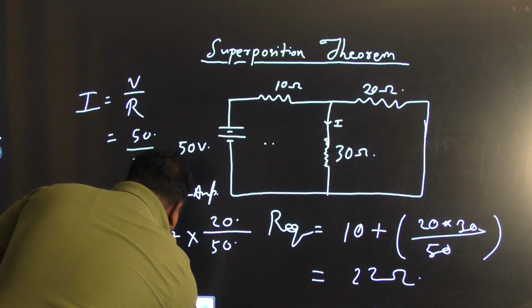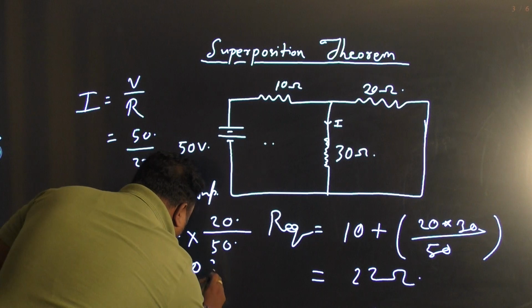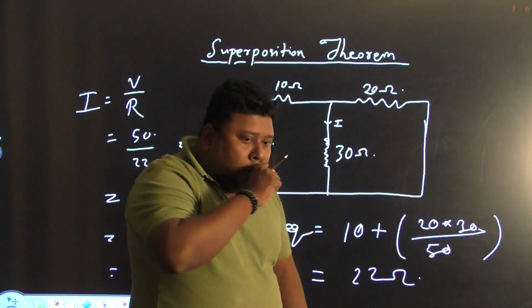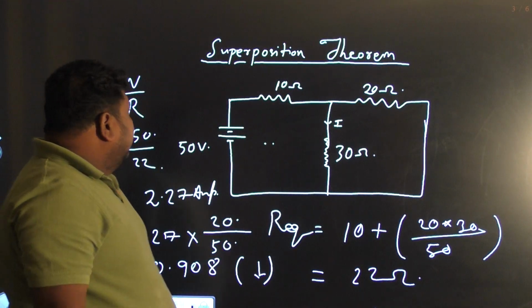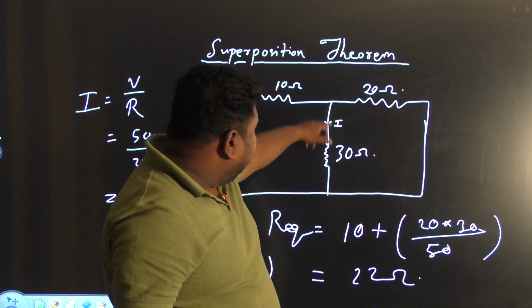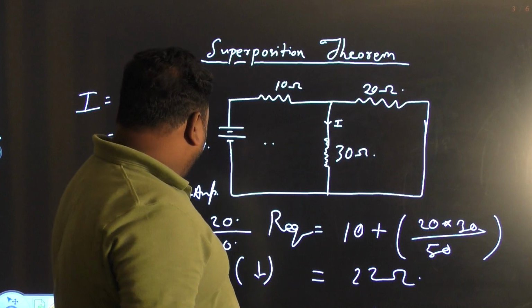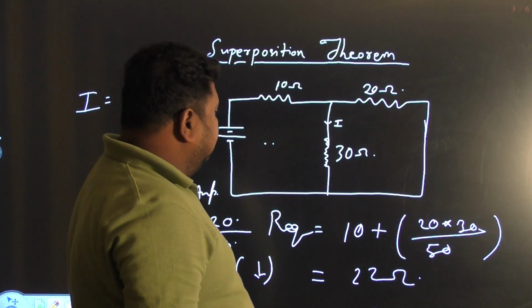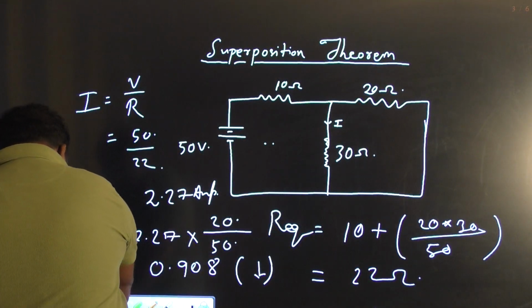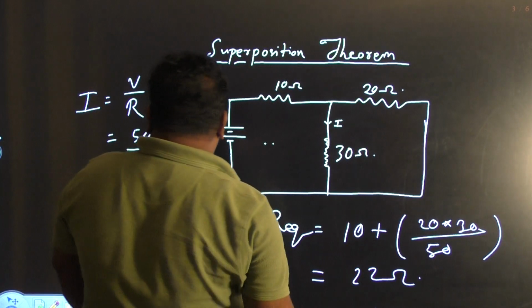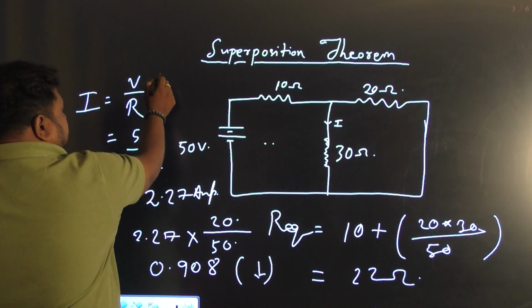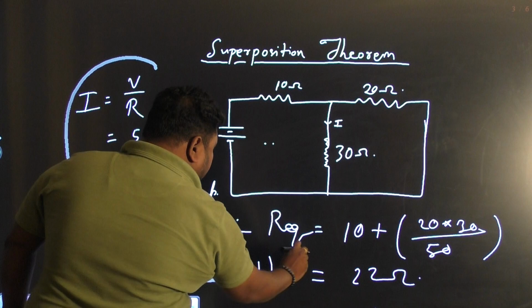So we get the value, as I have pre-calculated it, 0.908 downwards. Meaning, in my first step, considering 50 volt, I have got the current in 30 ohm as 0.908 downwards. This is my first step, already completed, and we have found the current, right? So now I am going to remove all these things.